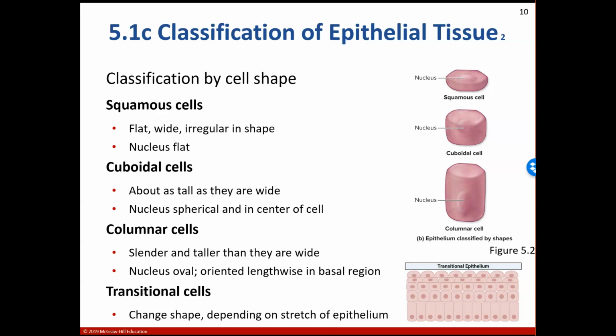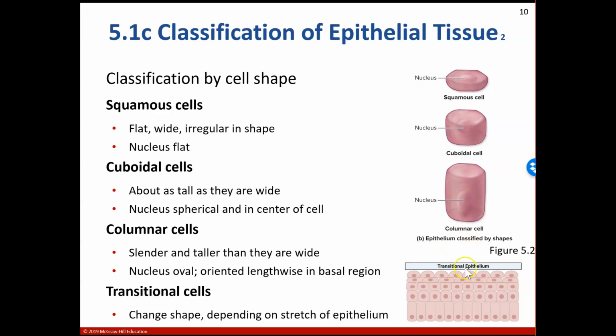Now let's talk about the cell shape. If we have a squamous cell, this means that we have a flat and wide irregular cell shape. The nucleus is also going to be flat. If we have a cuboidal cell, that means we have a cell that is cube-shaped, so they are about as tall as they are wide. And the nucleus on the inside is going to be spherical in the center. If we have a columnar cell, then it's going to be slender and taller than it is wide. And we'll see that even the nucleus will have this oval shape to it, and it's going to be oriented lengthwise in the basal region.